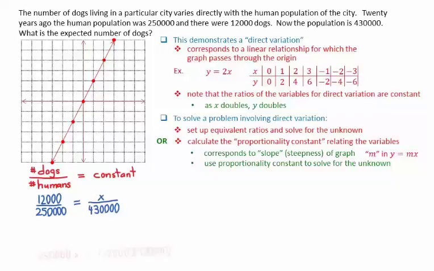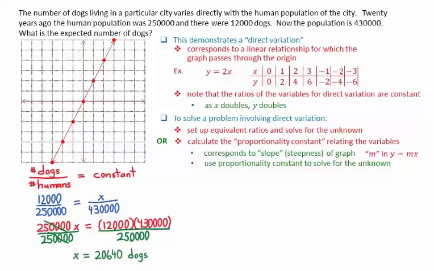We can cross-multiply and solve for x. 250,000 times x equals 12,000 times 430,000. Dividing both sides by 250,000, we end up with x equals 20,640 dogs. We can also solve this by finding the proportionality constant and then solving for the unknown.